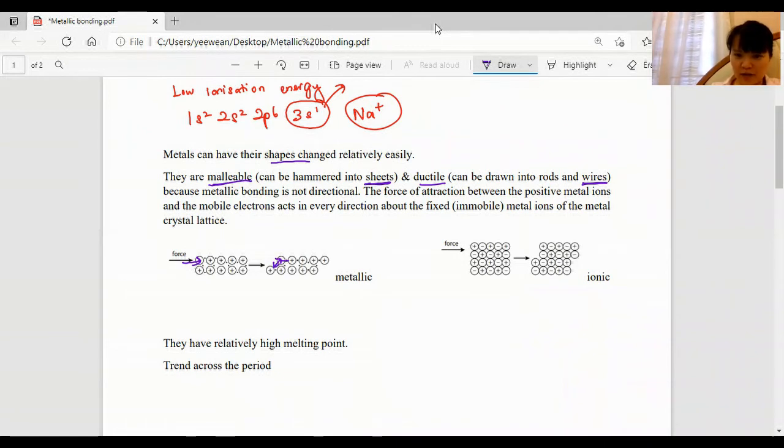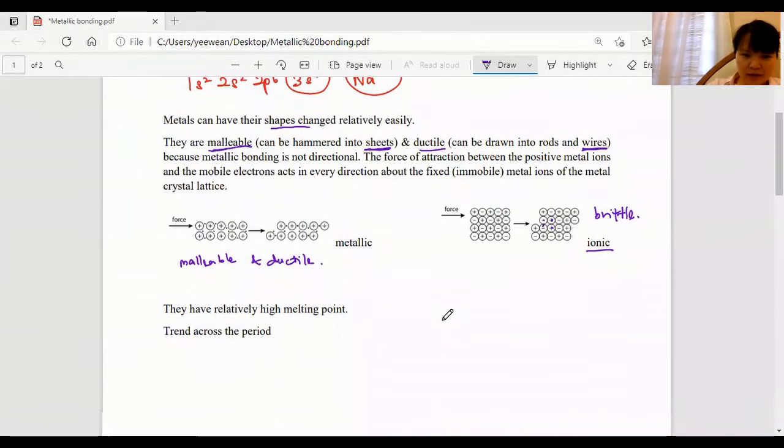Whereas if you compare that with an ionic lattice structure, if we apply force, it will dislocate this way. You might see that the negative is facing the negative and the positive is facing the positive. This makes it brittle. Whereas in metals, they're just attracted in every direction because the electrons are everywhere, delocalized randomly. This makes metals malleable and ductile.